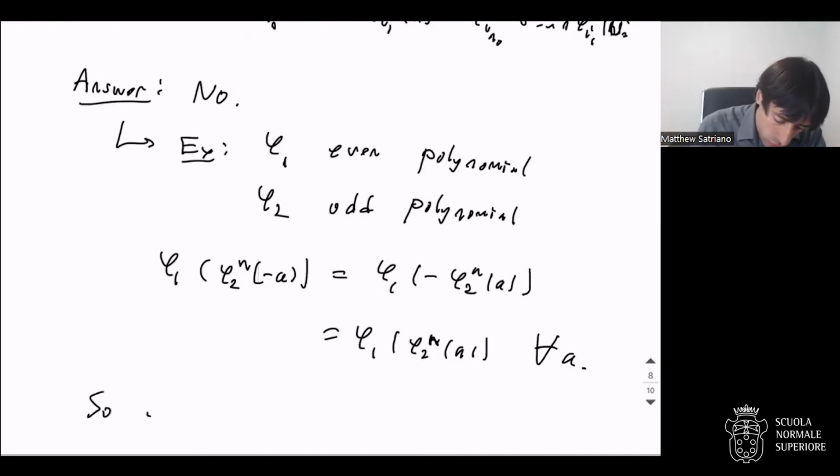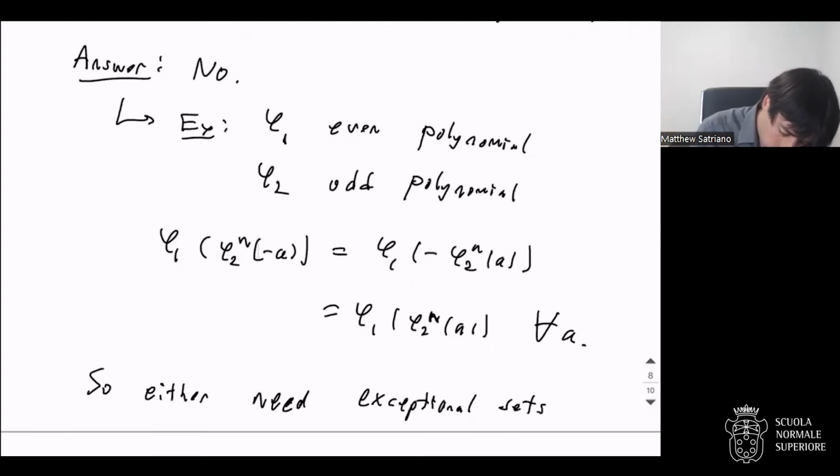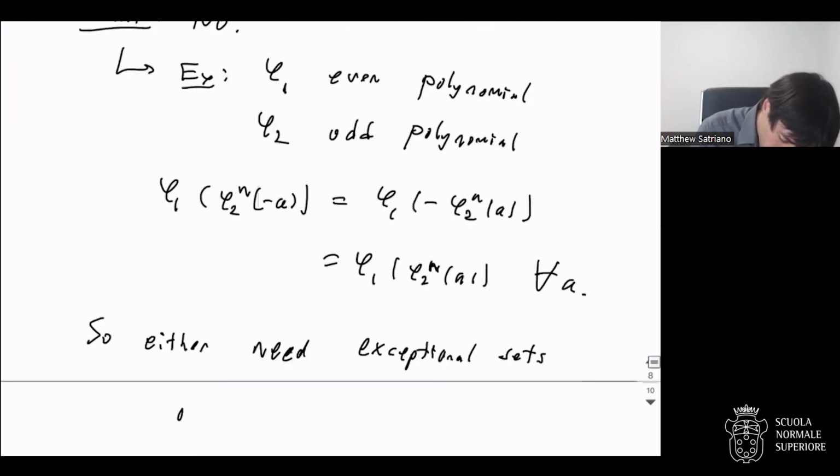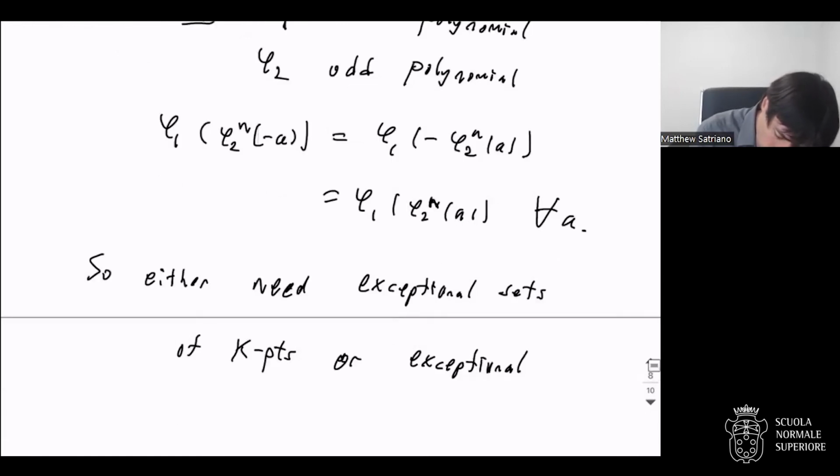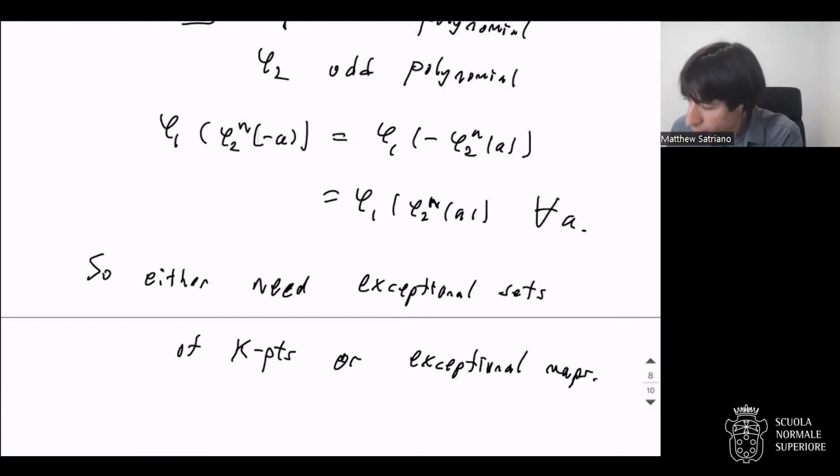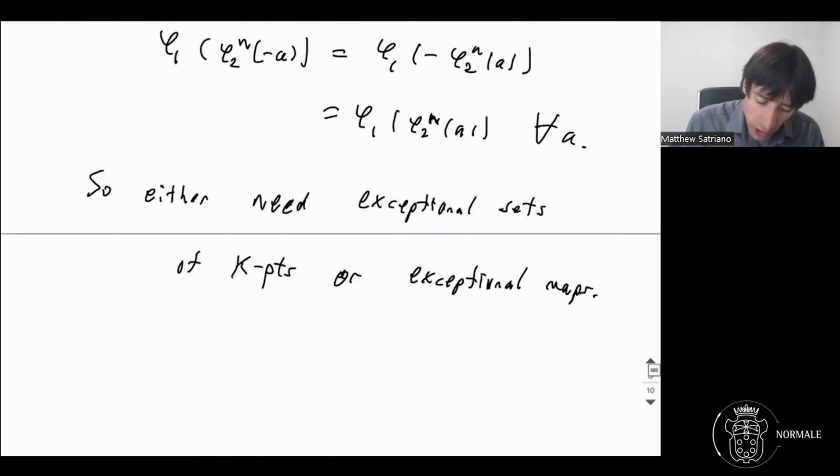So you either need exceptional sets of K points, or exceptional maps. And you could consider both kinds of questions, right? So let me consider the exceptional map question.